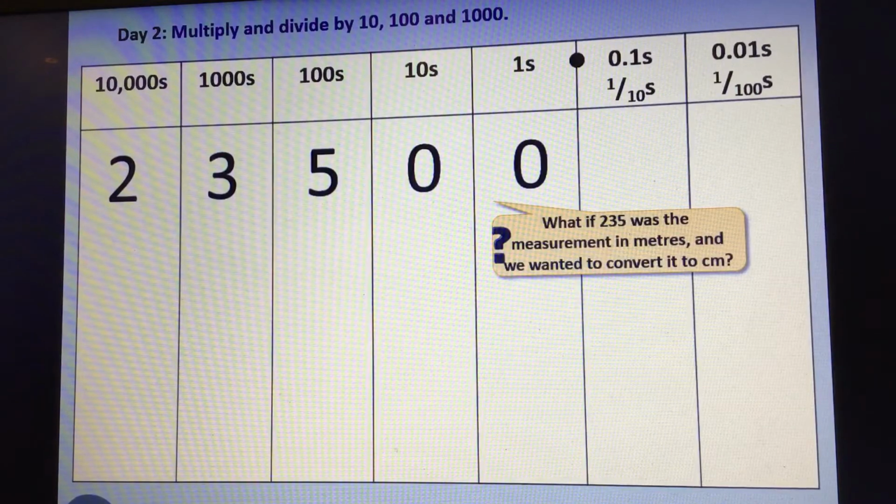And then we have to put these 2 zeros here as placeholders. Otherwise, we've got the 2 and the 3 and the 5 in the thousands and the hundreds column, but we won't have anything in that tens and ones column. So we put those 2 zeros there. And now we have this number, 23,500.